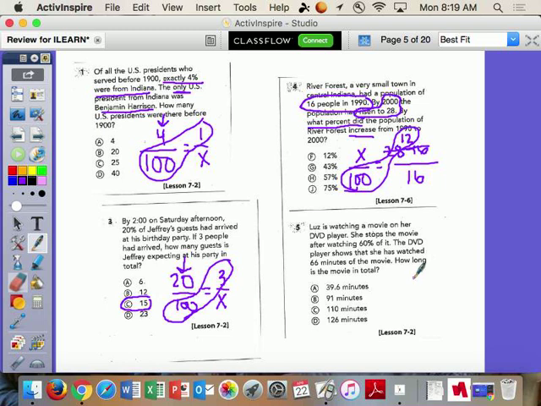All right, Liz is watching a movie on her DVD player. She stops the movie after watching 60% of it. All right, I got a percent, and it is out of 100. The DVD player shows that she has watched 66 minutes. How long is the total? So that means that 66 is on top, X is on bottom. Do your butterfly. Multiply diagonally, divide by the leftover number, and you should get C.